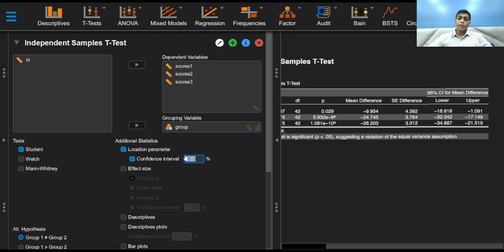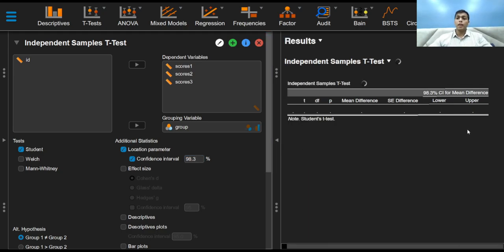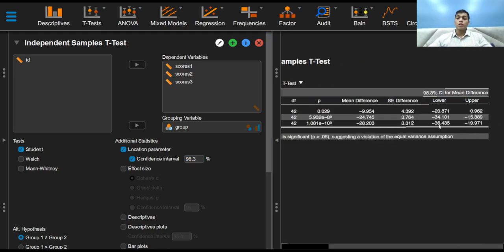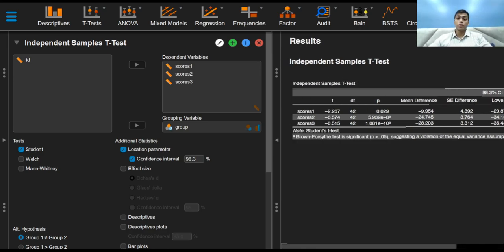So we will now set our confidence limits at 98.3%, which we had discussed, and see. And immediately we recognize that these confidence limits have crossed 0, which is fine. So we accept the null hypothesis for score 1, but for scores 2 and 3, they do not cross the null value of 0, and so we reject the null hypothesis for both of these scores.